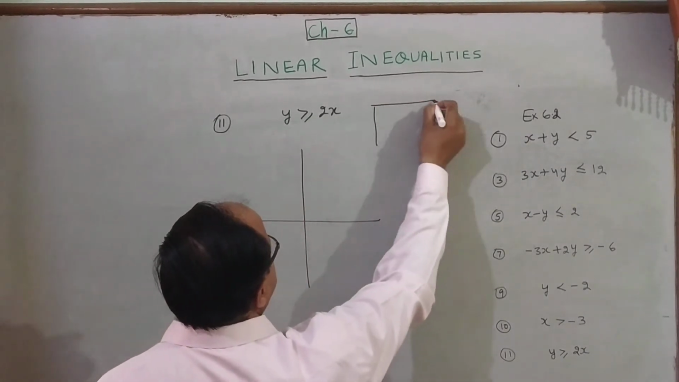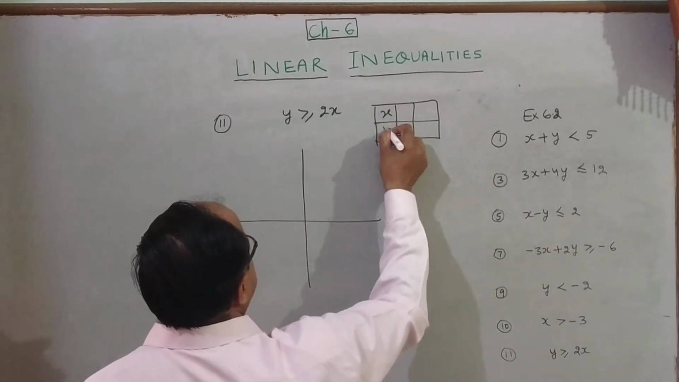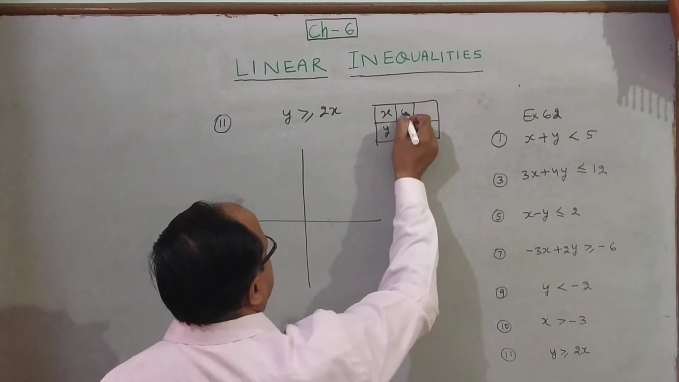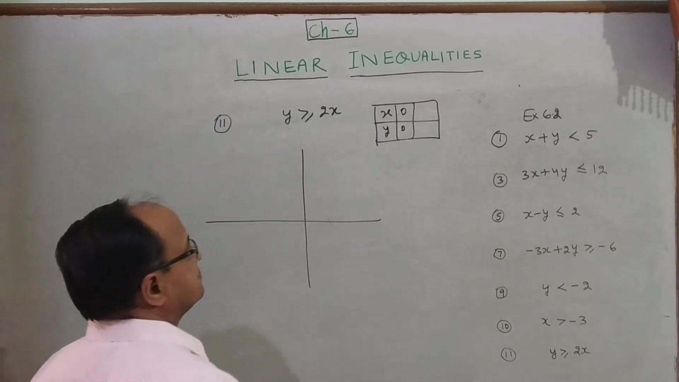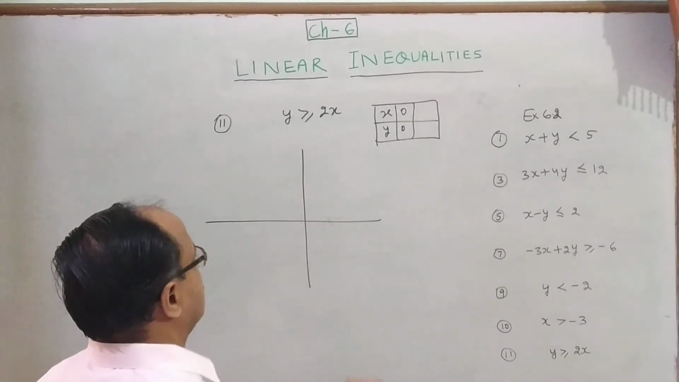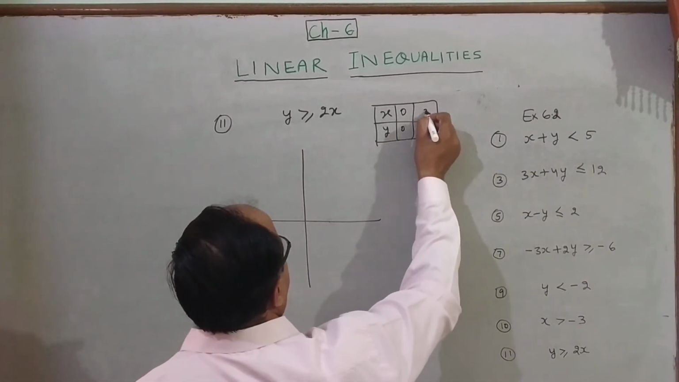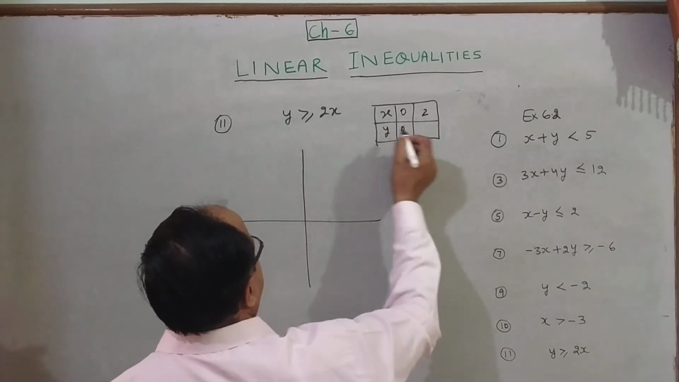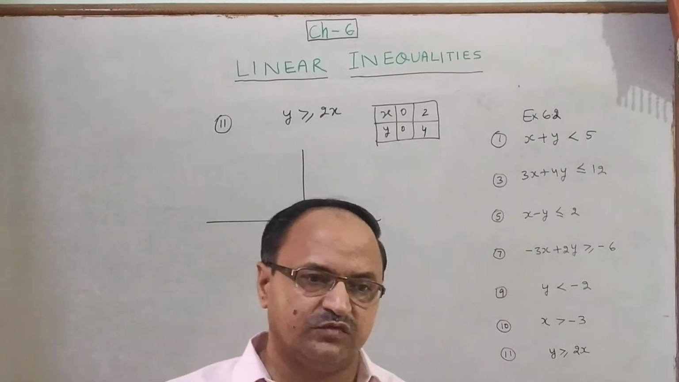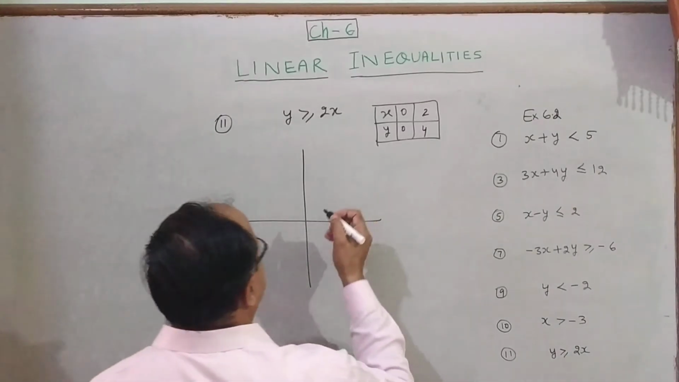Make the table. X-axis, y-axis. Put x is equal to 0, then y is also 0. Here choose any value. Put x is equal to 2, then y is 4. You can put 2, 3, 1. You can choose any number. Now draw the graph.